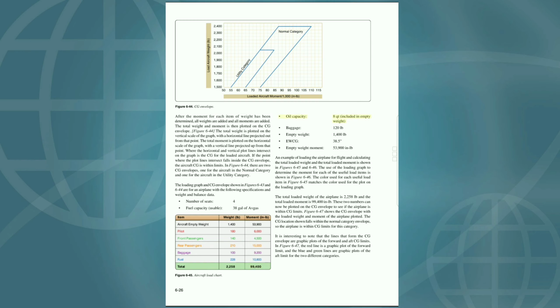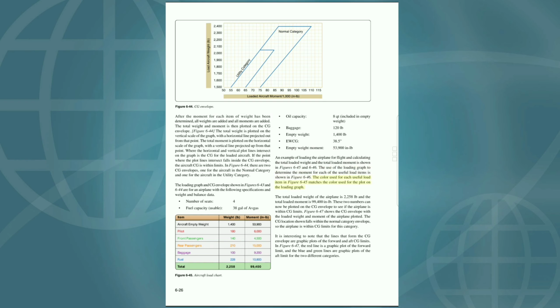Oil capacity, 8 quarts, included in empty weight. Baggage, 120 pounds. Empty weight, 1,400 pounds. CG, 38.5. Empty weight moment, 53,900 pounds. An example of loading the airplane for flight and calculating the total loaded weight and the total loaded moment is shown in figures 6-45 and 6-46. The use of the loading graph to determine the moment for each of the useful load items is shown in figure 6-46.